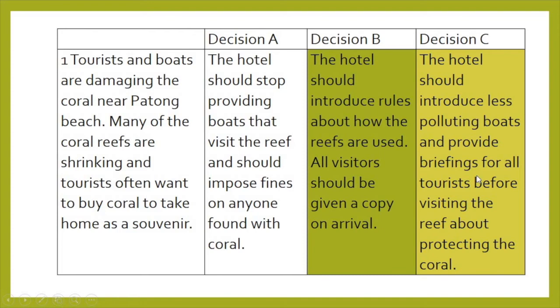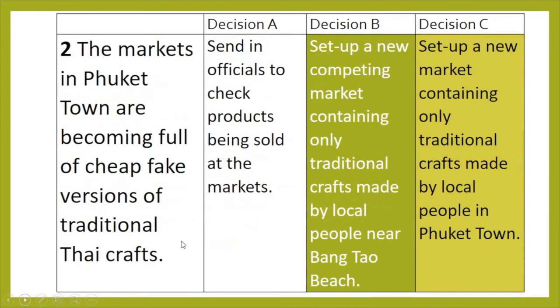The olive green is worth 10 points, the dark green is worth 5 points, and the white is worth 0. So the reason that decision C is worth more than B: you give the visitors a copy of a leaflet that you make about sustainable use, but how do you know they're going to read it? Whereas if you sit them all down for a briefing before you take them out, and they're going on less polluting boats, everyone is going to be educated about how to protect the reef before they go out.